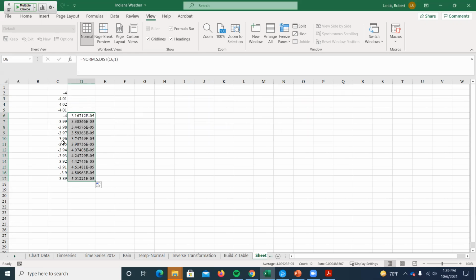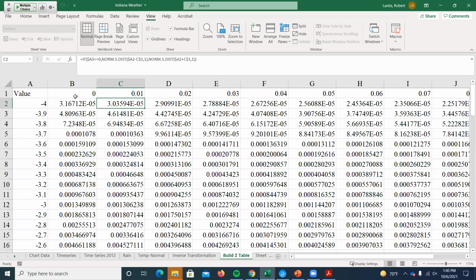I could find this for any z-score imaginable, right? So I had this idea that you could actually build your own z-score table. If I was really mean, I could ask you guys to do this, but I won't. So notice all I'd be doing in each one of these cells is using the norm.s.dist function.